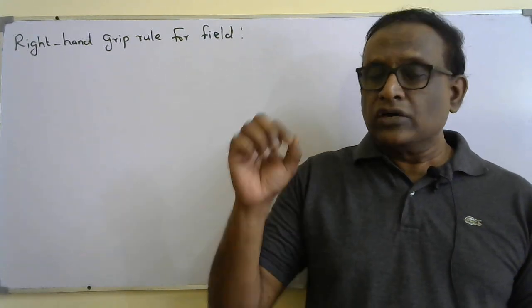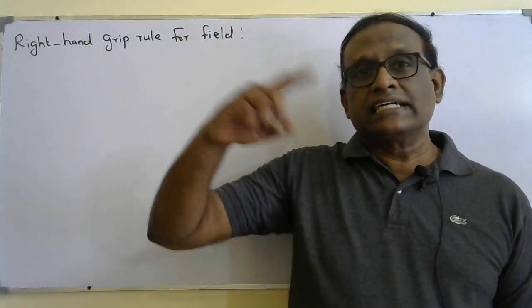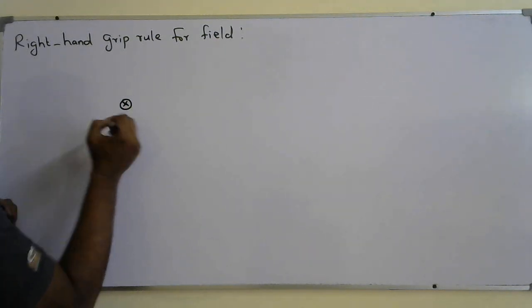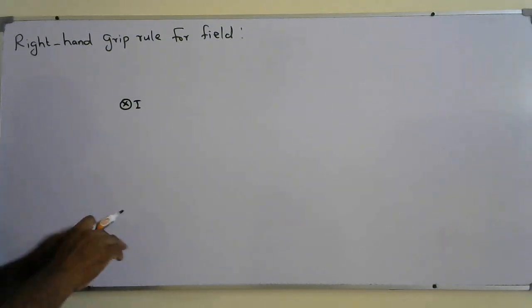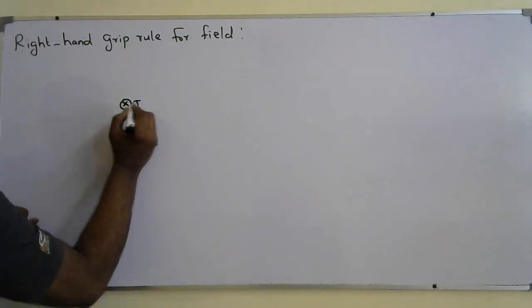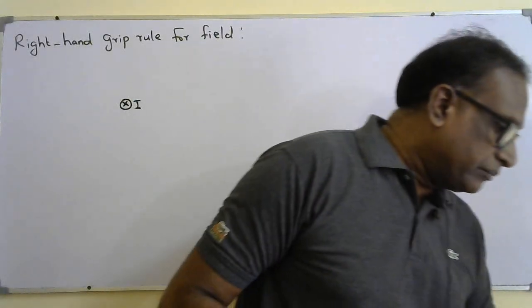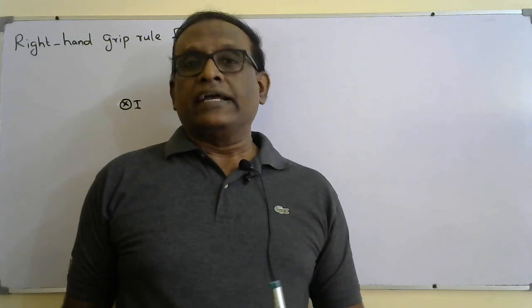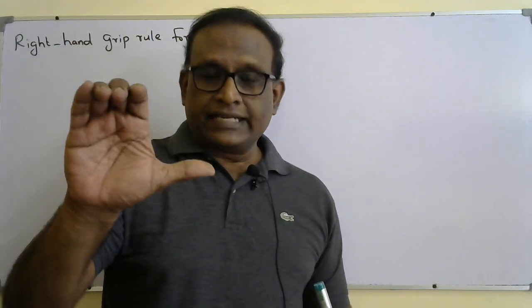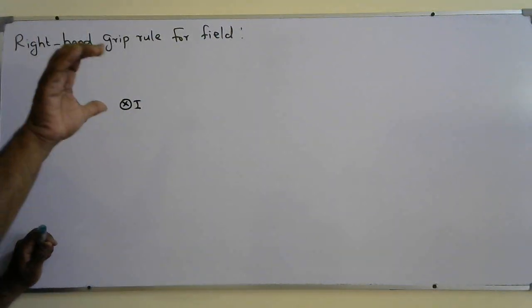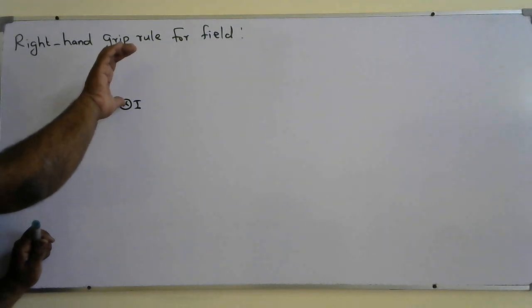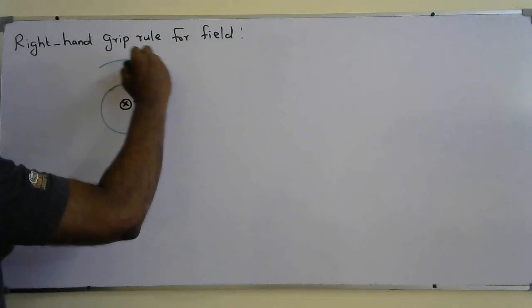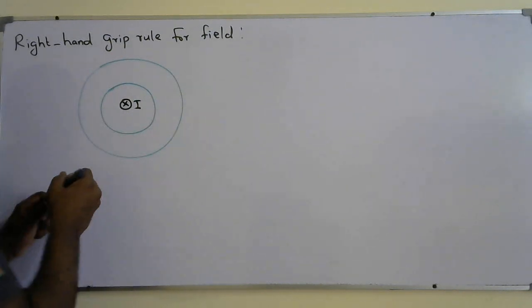When current flows in a wire, the magnetic field is produced as concentric circles around it. For example, if current flows into the board, indicated by a cross, or into the page in a notebook, what is the shape of the magnetic field produced around the wire? It will be concentric circles. To find the direction, use the right hand. The thumb indicates the current direction, into the page, and all the fingers curl in the direction of the magnetic field. So the shape is concentric circles, and the direction of the magnetic field will be clockwise.